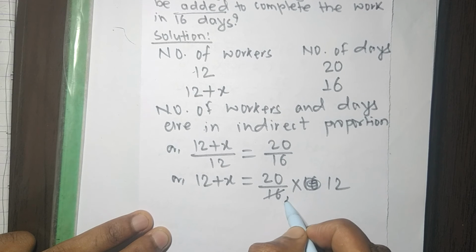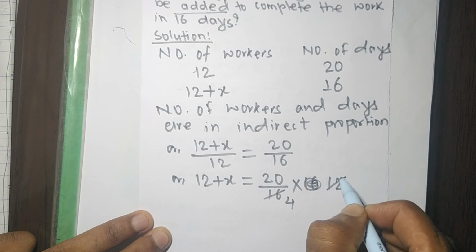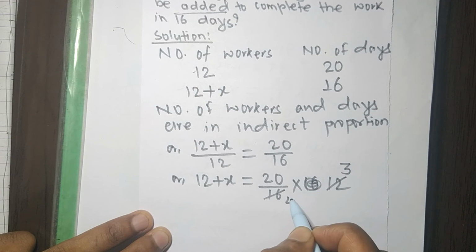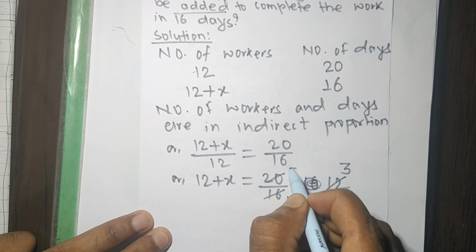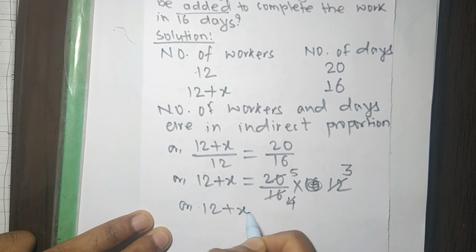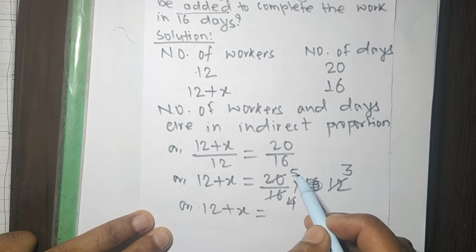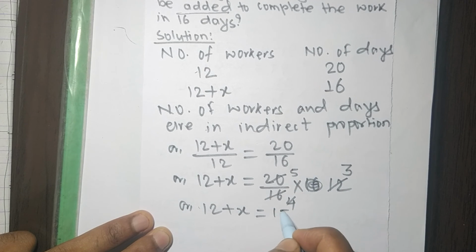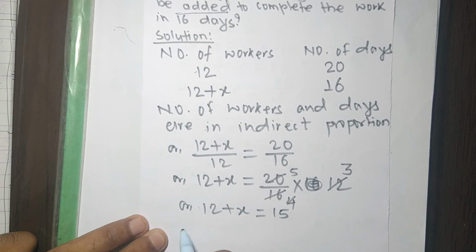So 4 times 4 means 16, 4 times 3 means 12, and 4 times 5 means 20. So 12 plus x is equal to 5 times 3 means 15.